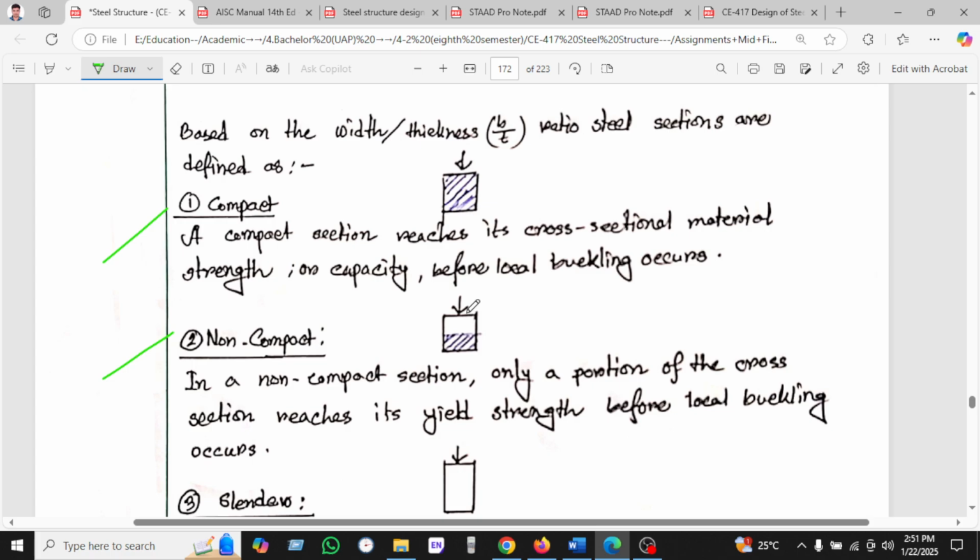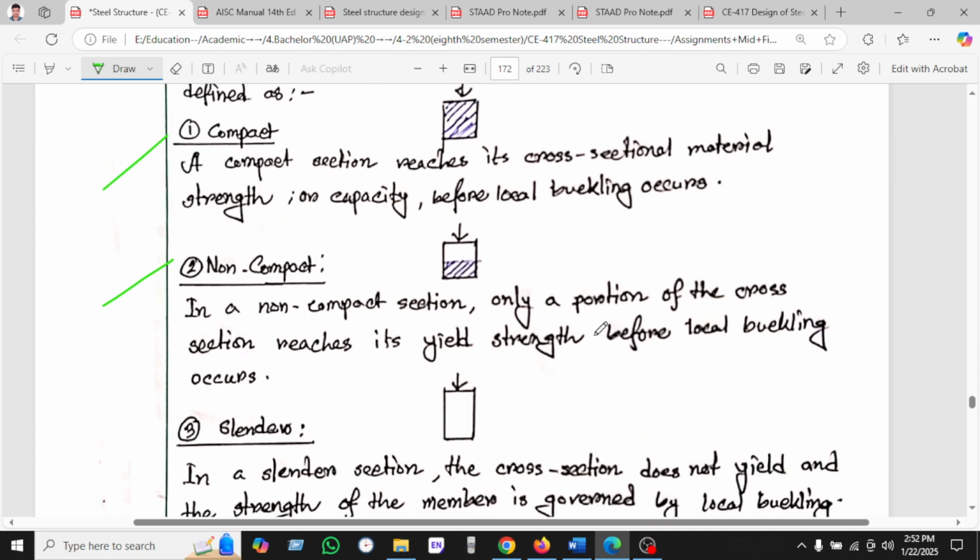What is the compact section? The compact section reaches the cross-sectional material strength or capacity before local buckling. And in a non-compact section, only a portion of the cross section reaches the yielding strength before buckling.